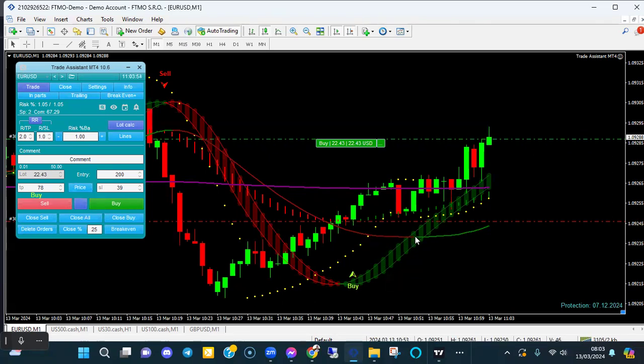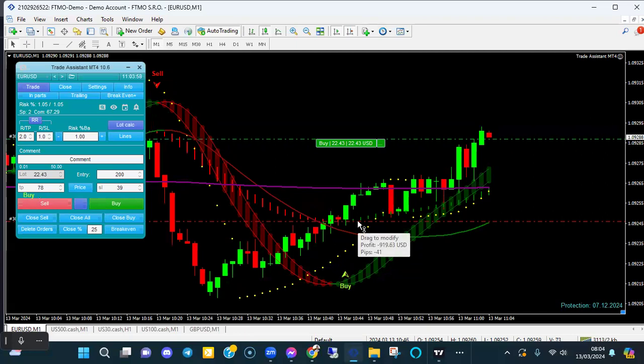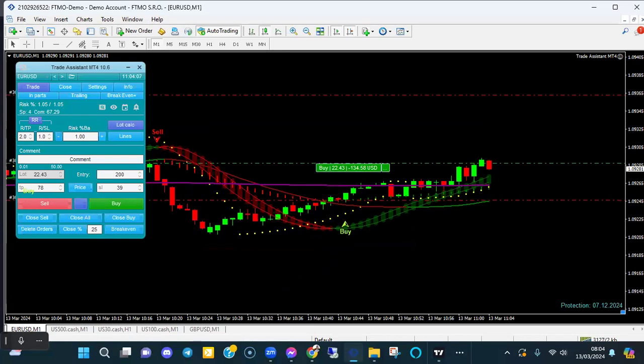And the trend line was green, but that's underneath where the wave started to turn green. So that's why my stop loss is where it is. And thanks to the trade assistant, I've got a 2-to-1 up here.